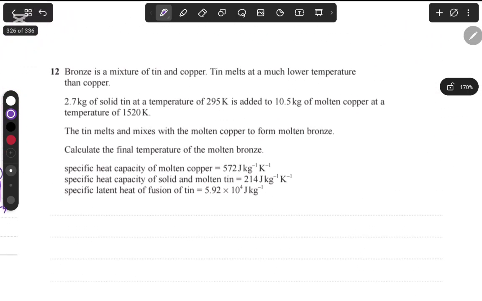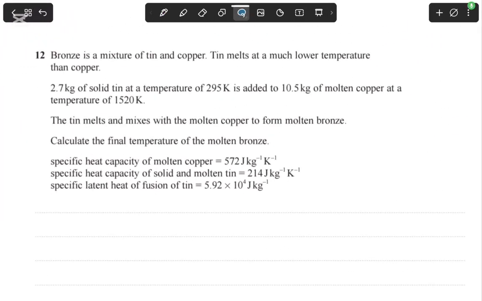Let's move on to question number 12. Bronze is a mixture of tin and copper. Tin melts at a much lower temperature than copper. 2.7 kg of solid tin at a temperature of 295 Kelvin is added to 10.5 kg of molten copper at a temperature of 1520 Kelvin. The tin melts and mixes with the molten copper to form molten bronze. Calculate the final temperature of the molten bronze.